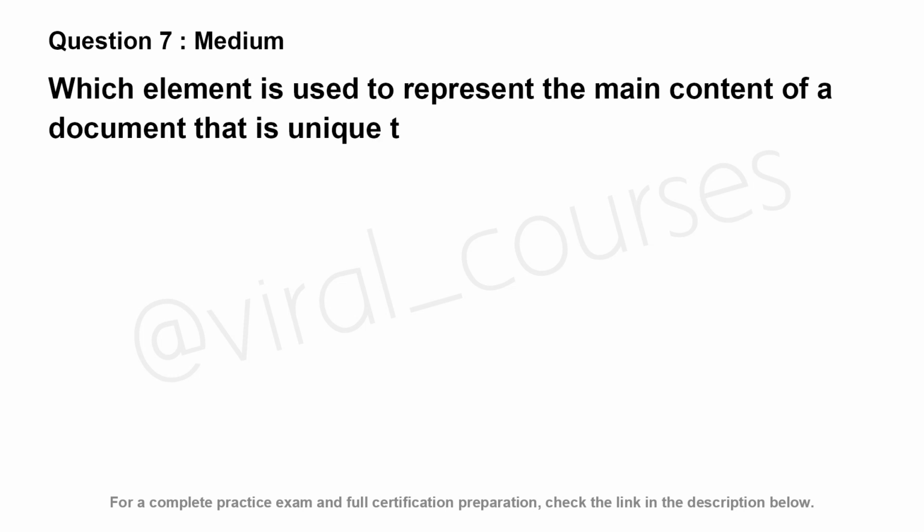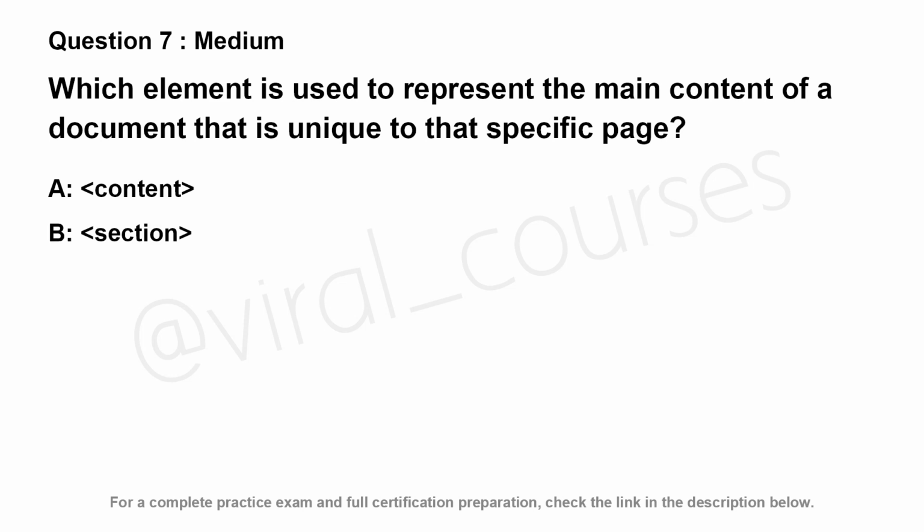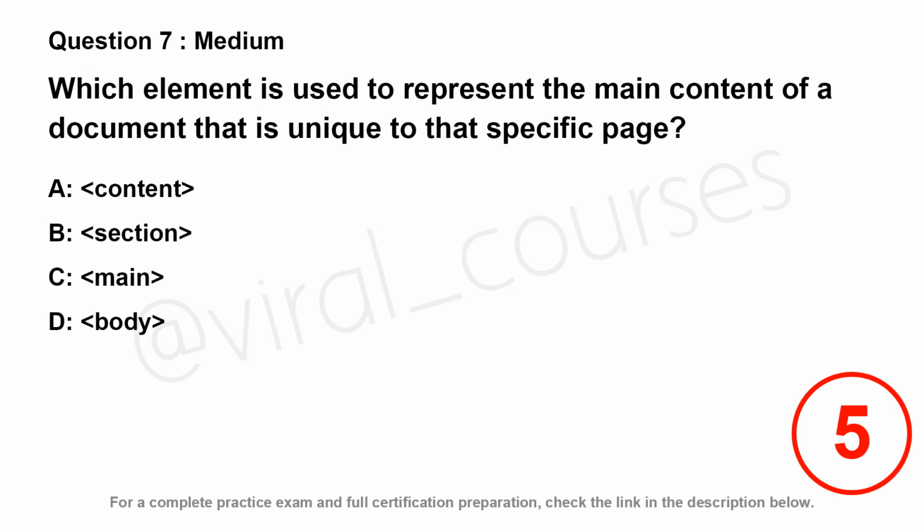Which element is used to represent the main content of a document that is unique to that specific page? Option A. <content>. Option B. <section>. Option C. <main>. Option D. <body>.